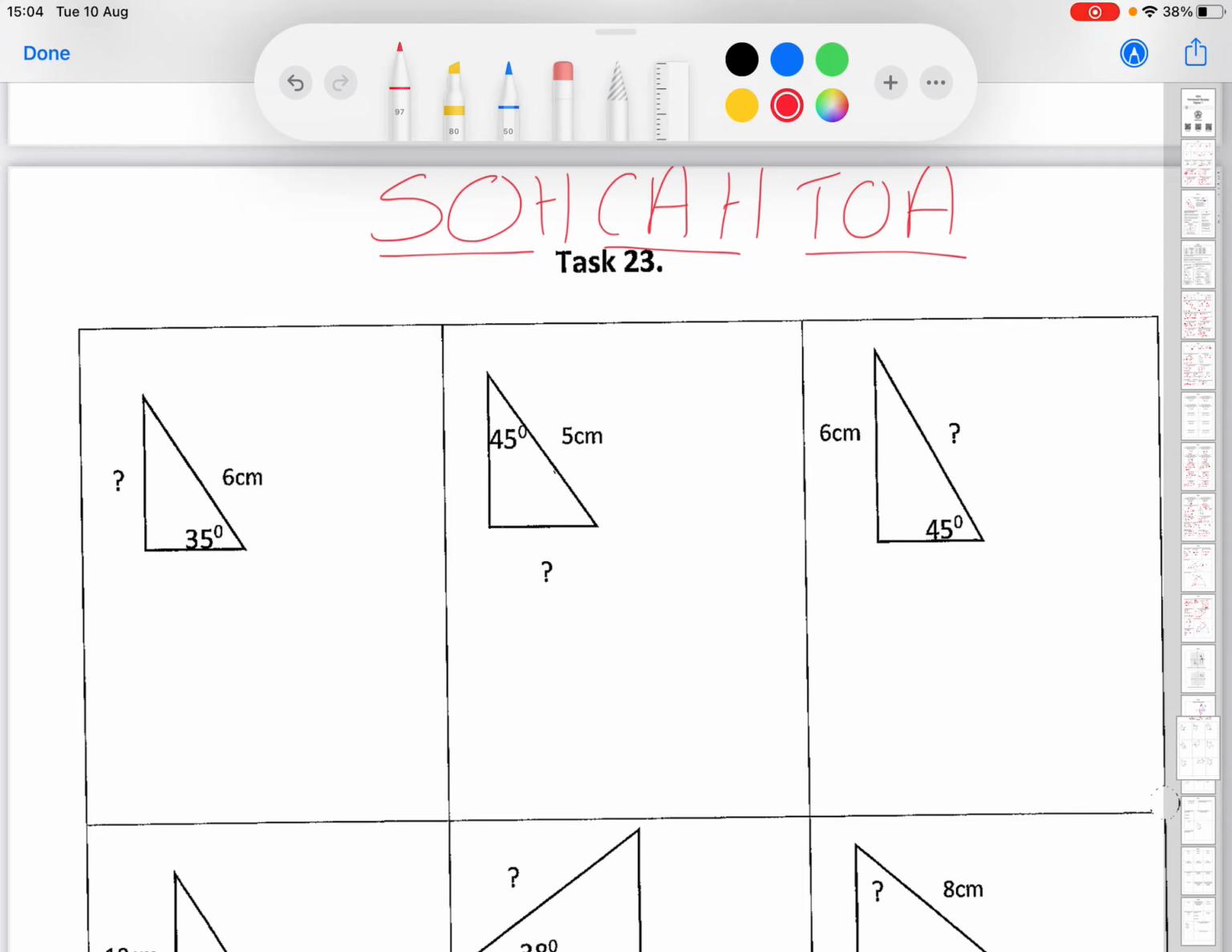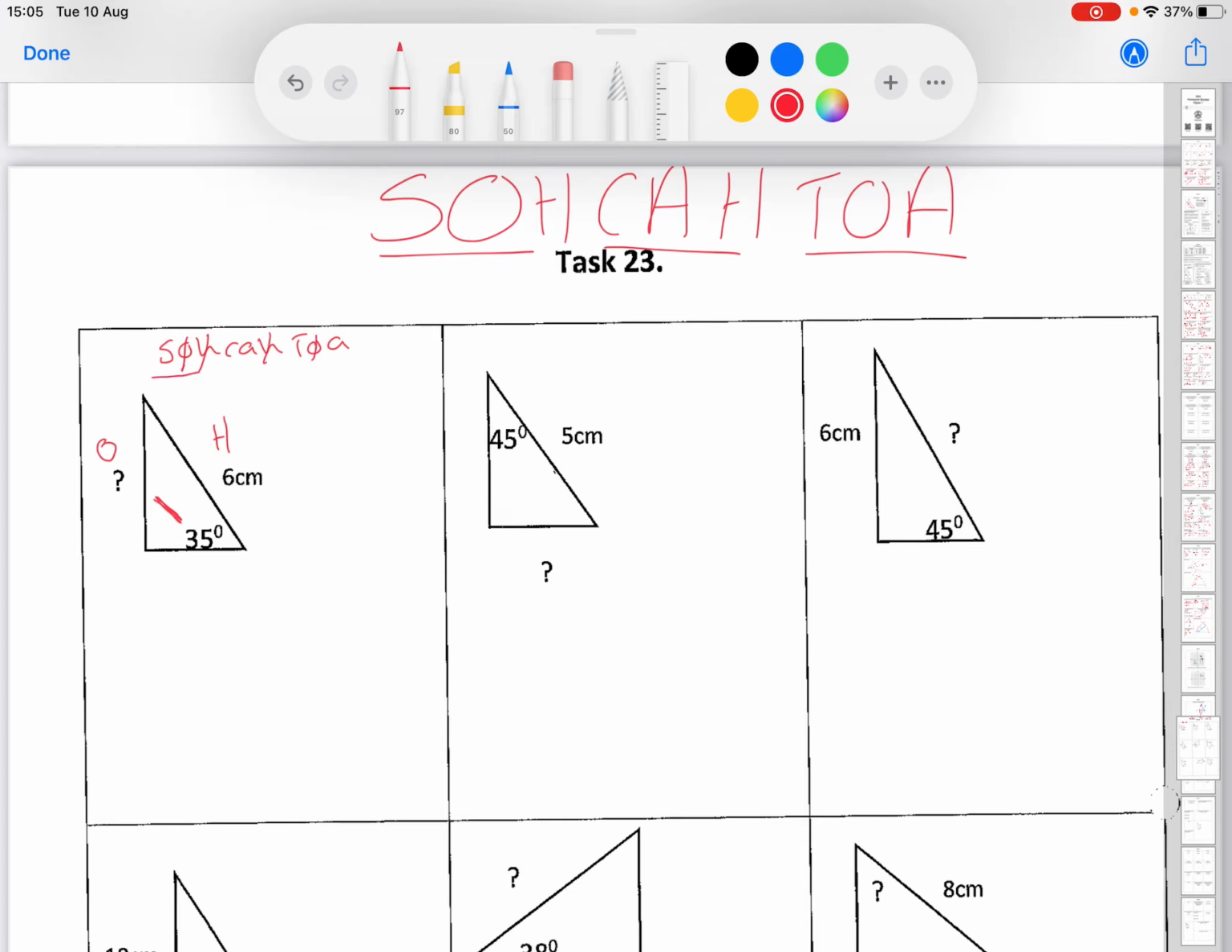Okay, so SOHCAHTOA. In this triangle, I've got the 35 degrees as the angle. That 6 is your hypotenuse, and the question mark is opposite the angle. So opposite the angle, that's going to be O. So you can write them all down.